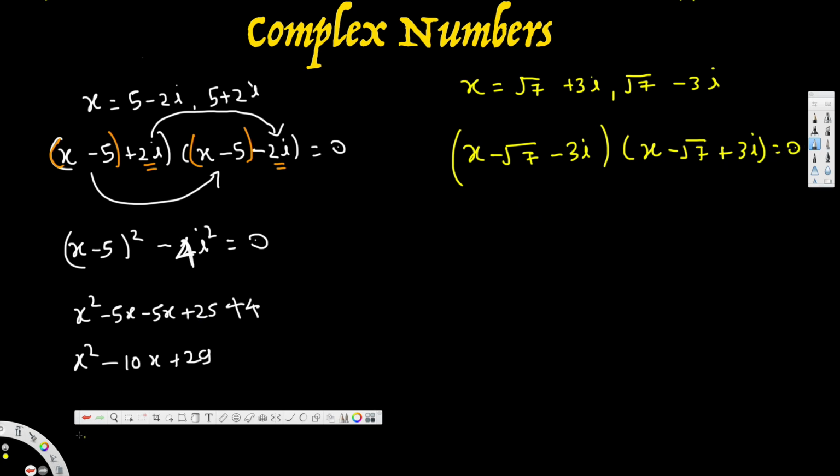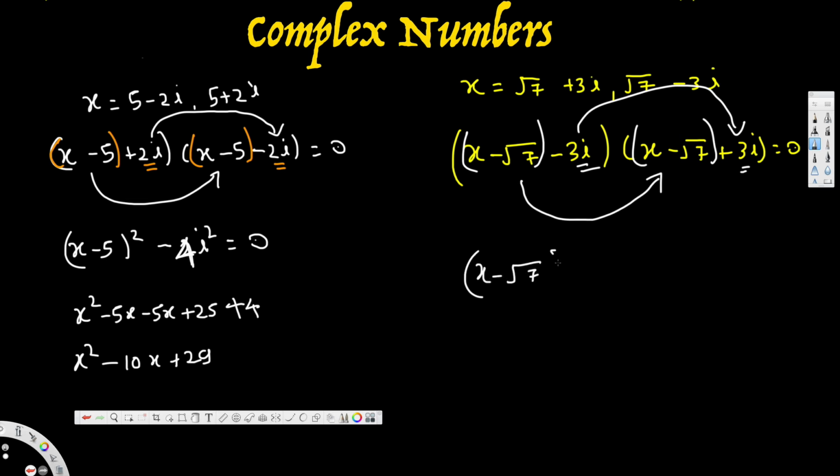Now again you can realize the conjugate here. This one is a real number, and this is imaginary, in between we have a sign change, so this is a conjugate, so we can multiply this one with this one, and write them. So this is going to be x minus square root of 7 whole square minus 3 times 3, 9i square, that's equal to 0.